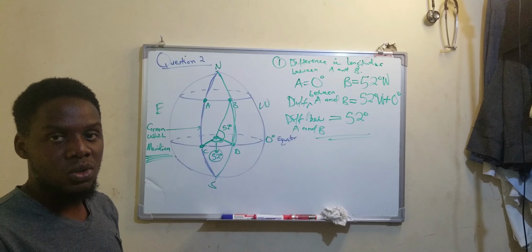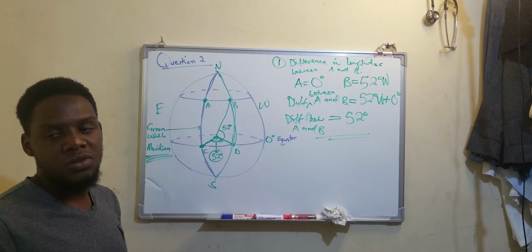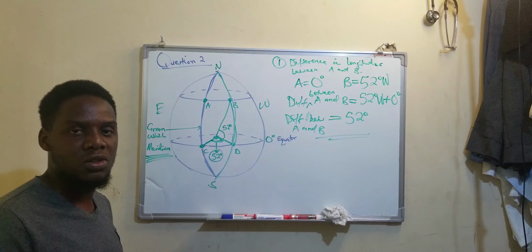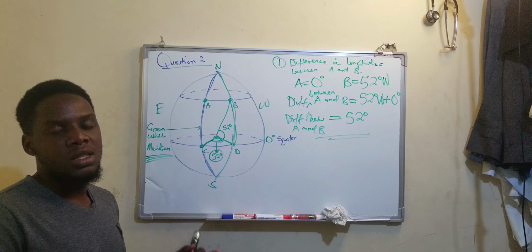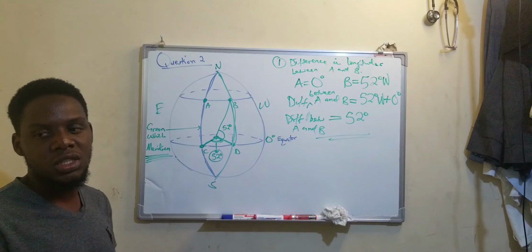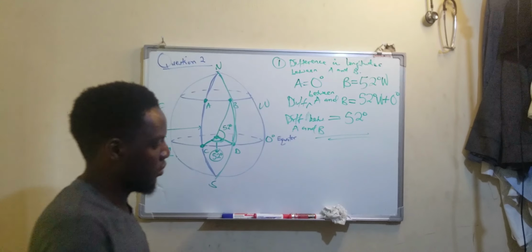the difference in longitudes, those points that lie on the same side of the Greenwich meridian are subtracted, while those points that lie on different sides of the Greenwich meridian are added. The same for latitudes, those points that lie on the same side of the equator are subtracted, while those that lie on different sides of the equator are added.